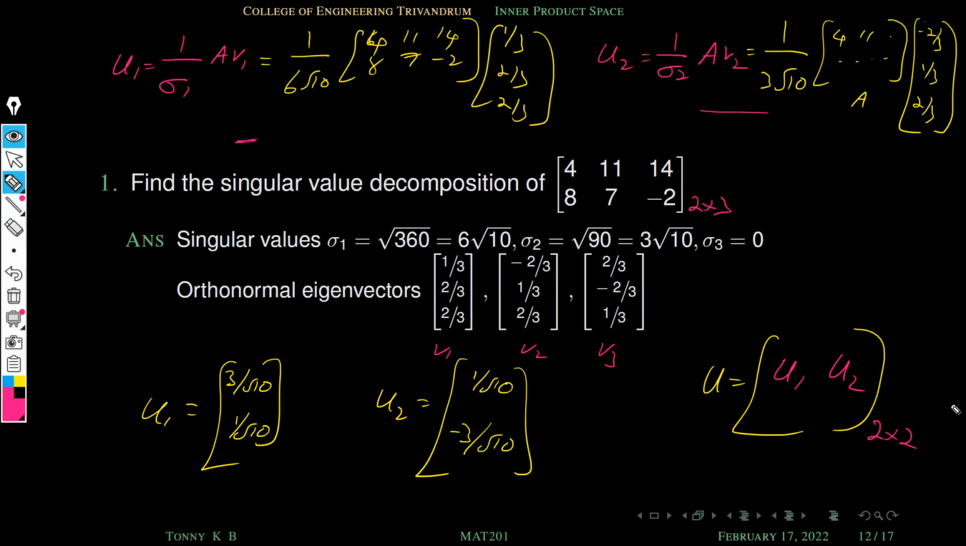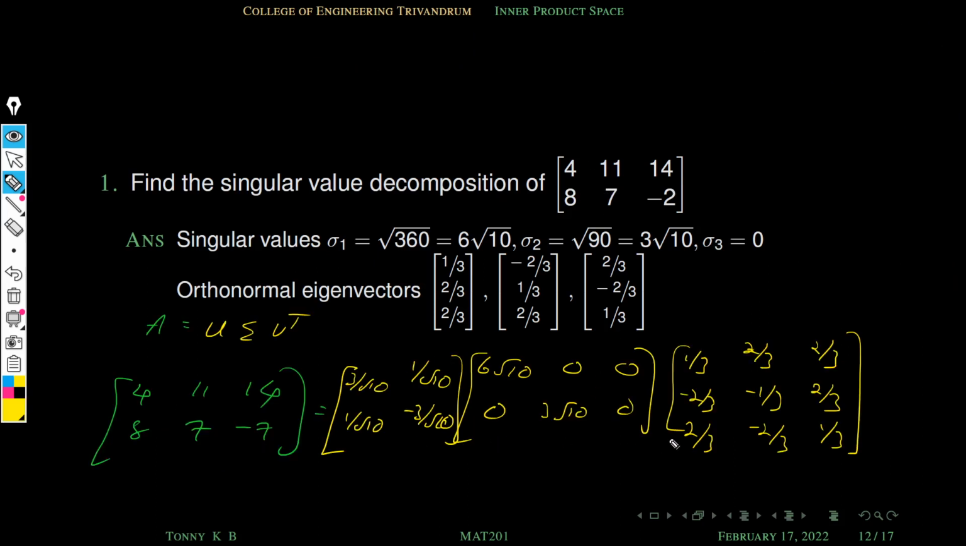Then we have to extend. Clear? Okay. So U is equal to 3 by root 10, 1 by root 10, 1 by root 10, minus 3 by root 10. Okay, so now everything is clear. U sigma V. Now you can write the singular value decomposition of this matrix. Okay, so this is the singular value decomposition, U sigma V transpose.